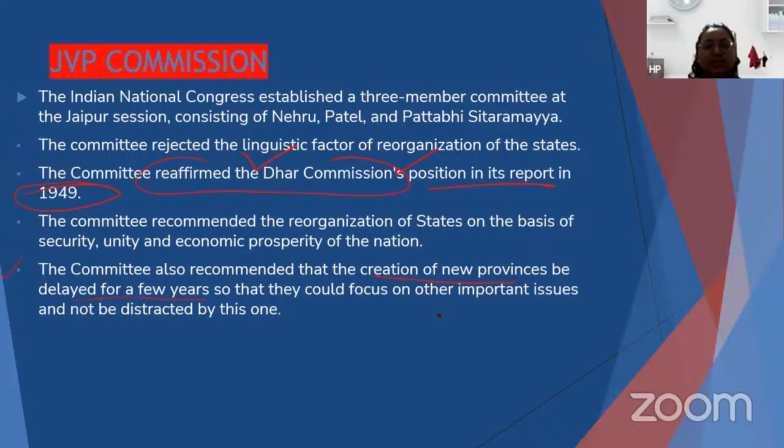Now what did it say? That the formation of new provinces should be stopped for a few years. Why should it be stopped? So that we can also focus on the other issues. Okay, at that time we know that our nation was a budding nation. So the committee said that the creation of new provinces should be delayed for some years so that we can focus on important national issues and not be distracted by this kind of reorganization issue. So this was also what the committee recommended at that point of time.